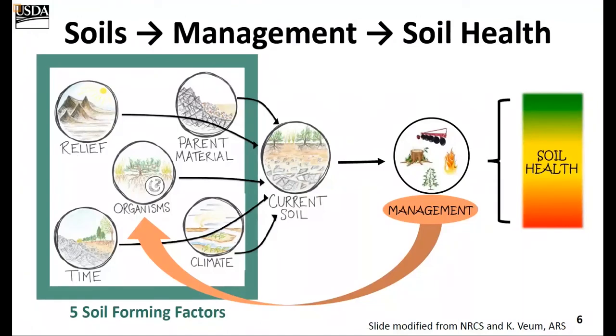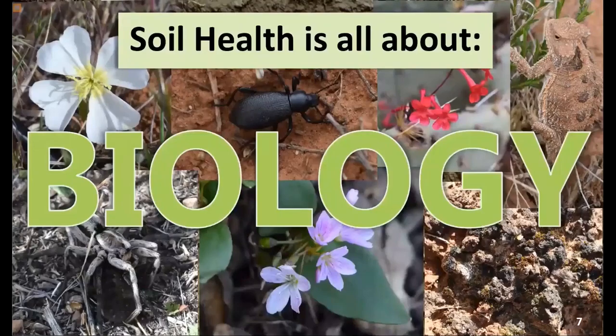And when we're doing management on the soil, what we're really changing out of those 5 soil forming factors is the organisms that are growing on it. Is it an annual crop? Is it perennial? Is it trees? Is it grasses and legumes? When we change that biology, that's where we're affecting the soil health, altering those organisms. To bring that home, soil health is all about biology.